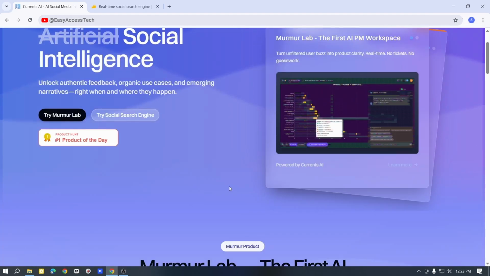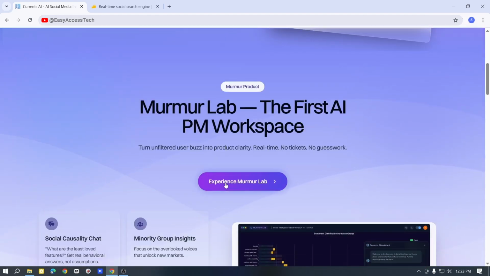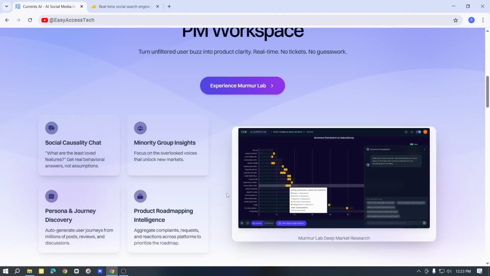Alright, let's talk about Currents. So what is it? Currents is a predictive insight platform. That means it collects data from the market, analyzes trends, and shows you what might happen next. Instead of only looking at past reports, you can get signals about the future. This is very powerful because if you know where the market is going, you can act faster than your competitors.